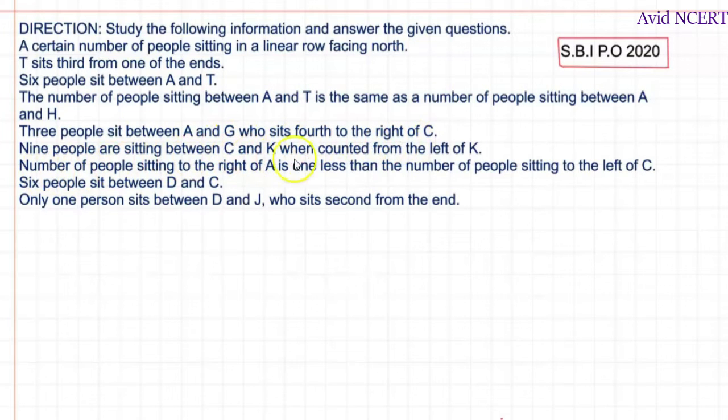9 people are sitting between C and K when counted from the left of K. The number of people sitting to the right of A is 1 less than the number of people sitting to the left of C. 6 people sit between D and C. Only one person sits between D and G, who sits second from the end.